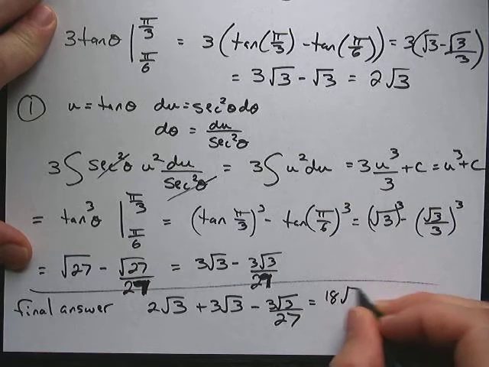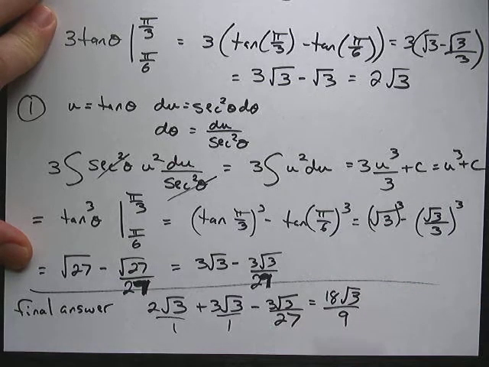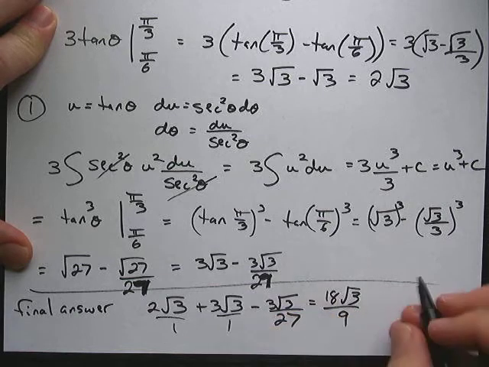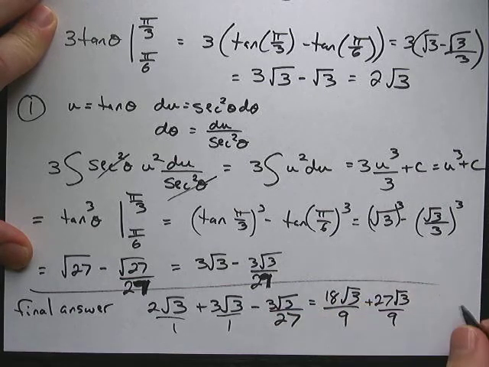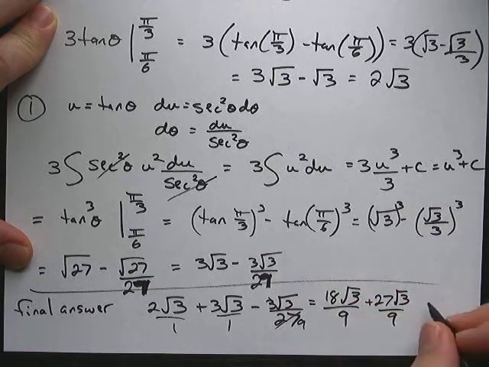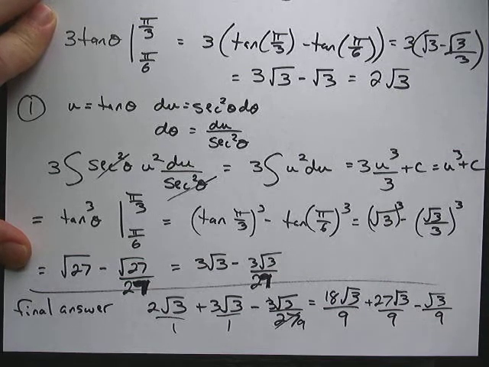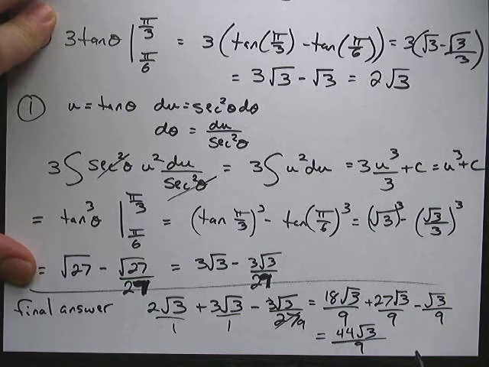That becomes 18 root 3 over 9. Multiplying the top and bottom, put it over 1 if you want. And then this one, times 9, would be plus 27 root 3 over 9. And then this one, of course, we reduced that. It's already got a 9 on bottom. So minus root 3 over 9. And when you combine those together, 18 plus 27 minus 1, you get equal to 44 root 3 over 9. And that's it.